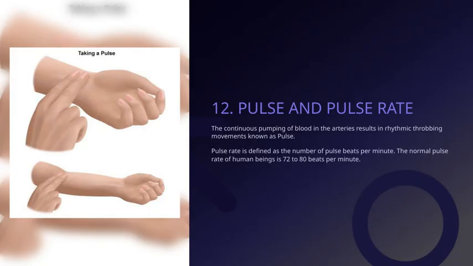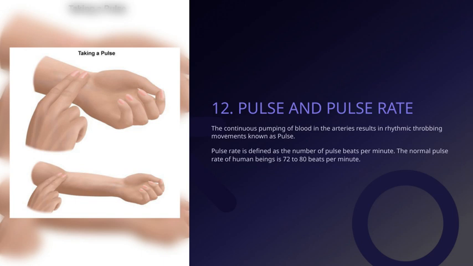Now, let's talk about pulse and pulse rate. When your heart pumps blood through your arteries, it creates a rhythmic throbbing movement that we call the pulse. This movement is a vital sign that tells us a lot about how well our circulatory system is working.